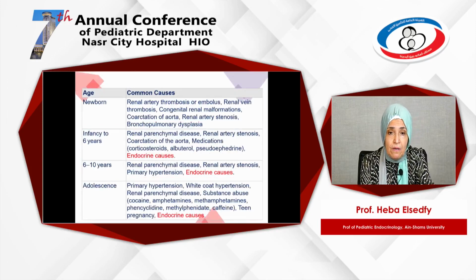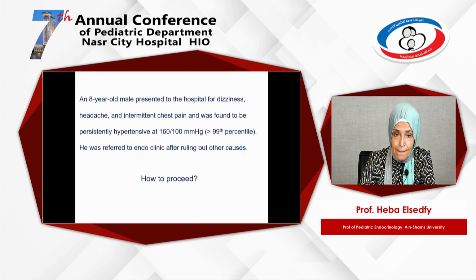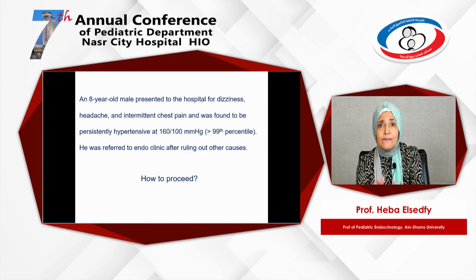Now, if we are considering hypertension in children, we have to know that endocrine causes of hypertension will be considered in the differential diagnosis from infancy up to adolescence. So usually, if anyone is working in endocrinology, he must have met a child who is referred because of hypertension after exclusion of all other causes of secondary hypertension. So how can we proceed in such a child?